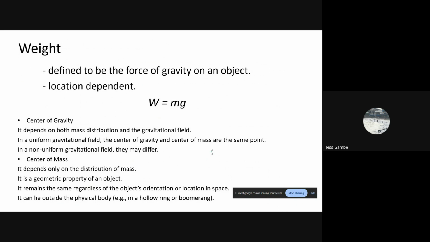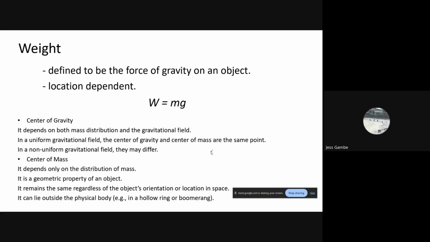And you also have the concept of center of gravity and center of mass. Center of gravity depends on both mass distribution and the gravitational field. In a uniform gravitational field, the center of gravity and the center of mass are the same. In a non-uniform gravitational field, they may differ. On Earth, there is actually variation in gravitational acceleration at different locations.